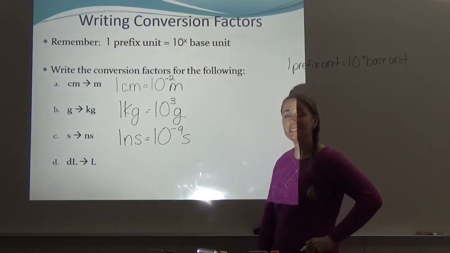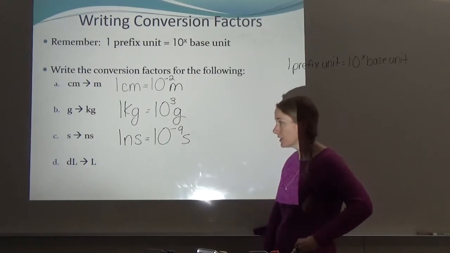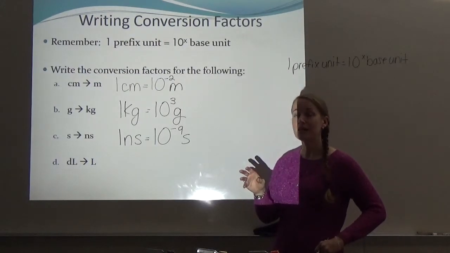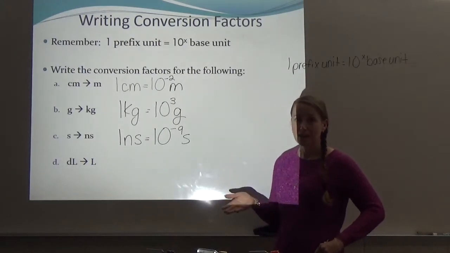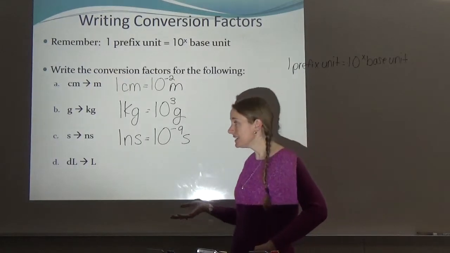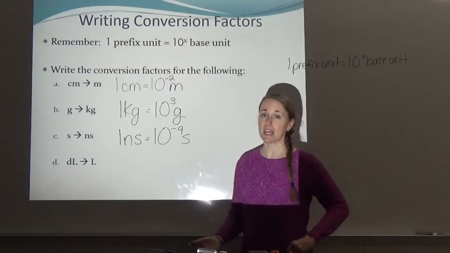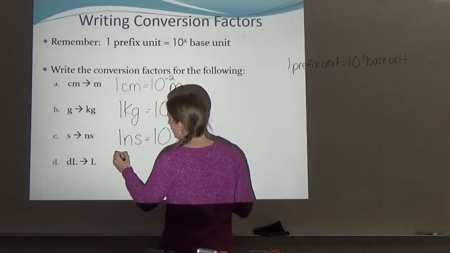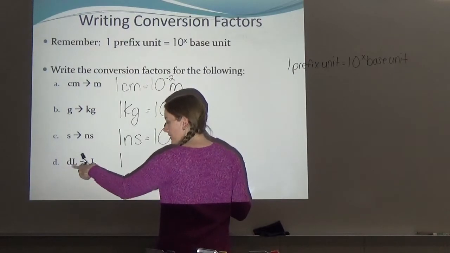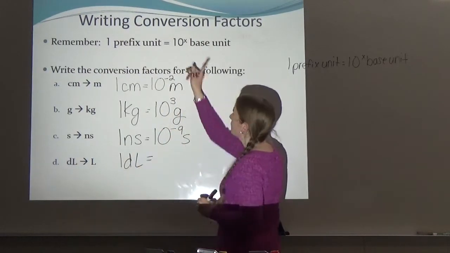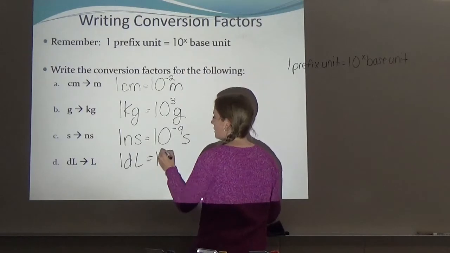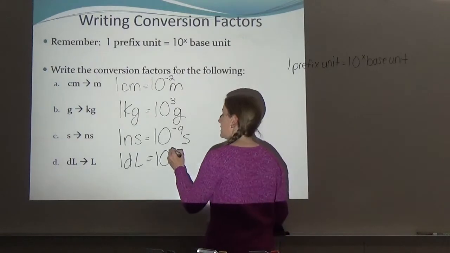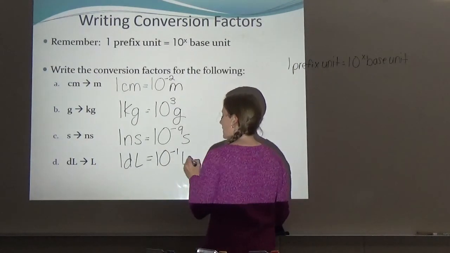Last one is deciliters to liters. So deci and deca both start with D, but if you'll look at your prefix page, deca is DA, and it's 10 to the 1. Deci is just D, and it's 10 to the negative 1. So just be careful not to get those mixed up. So we start with one prefix unit, so 1 deciliter, because that's my prefix unit, equals 10 to the x base unit. So remember, when you look at your prefix chart, make sure you look at D for deci, it's 10 to the negative 1, and then my base unit is liters.